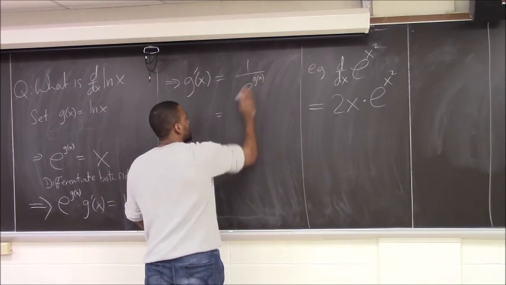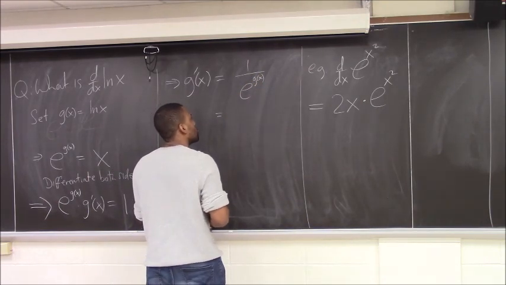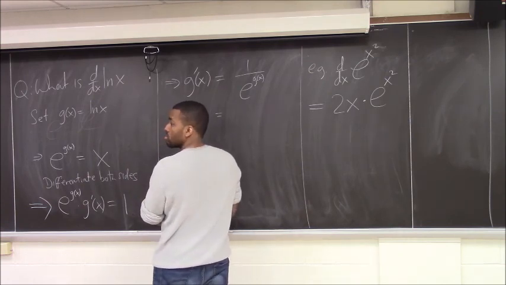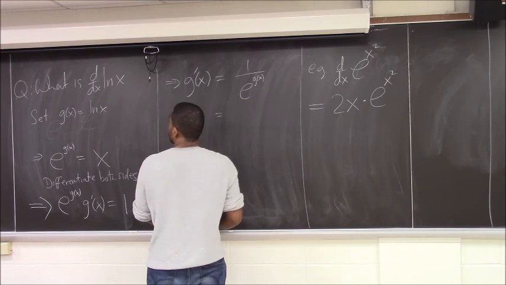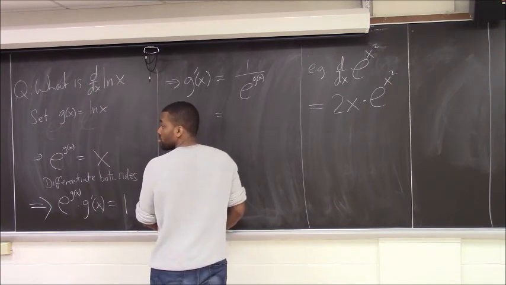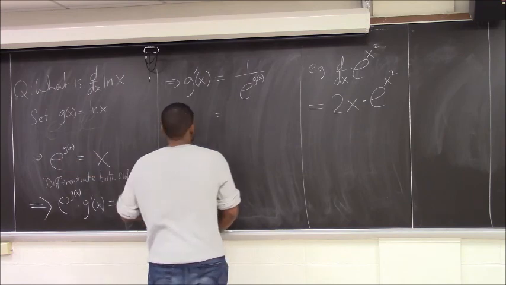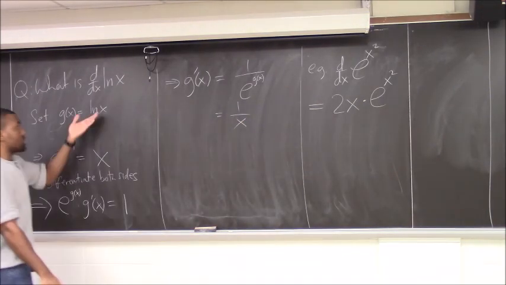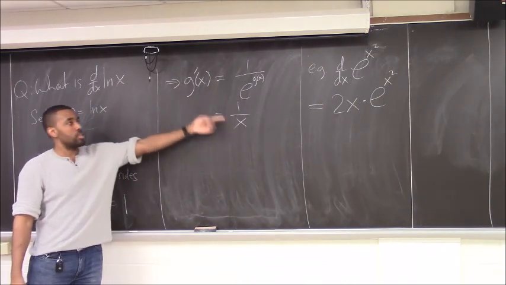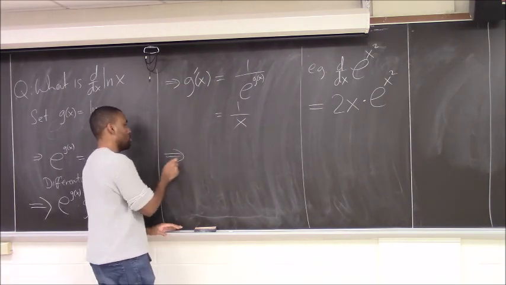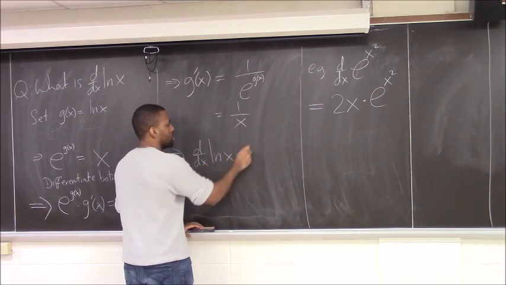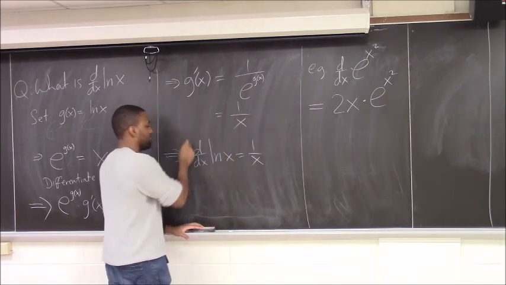But what is e to the g of x? In this problem that we just said, it's just x, it's right there. e to the g of x is x. So this is really just 1 over x. So if my function is ln x, the derivative is 1 over x. This is another rule. The derivative of ln x is 1 over x.